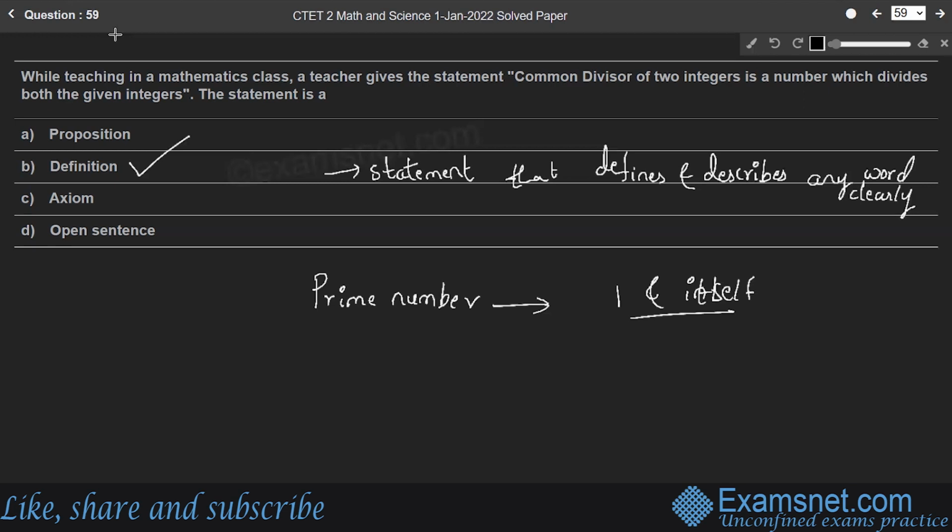Right? When I come to the other three concepts, that is proposition: a proposition is a statement that is either true or false. An axiom is an unprovable rule or first principle accepted as true because it is self-evident and particularly useful. Whereas an open sentence needs to be replaced by the correct value. Right? So the correct answer is definition.